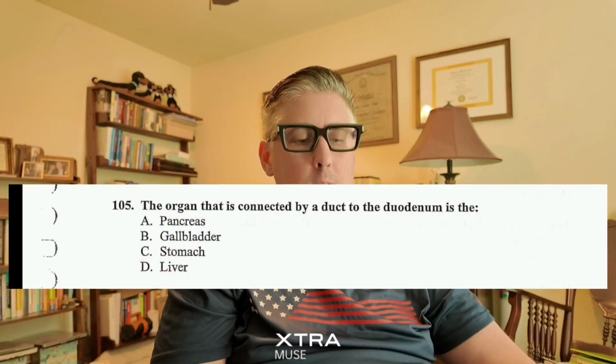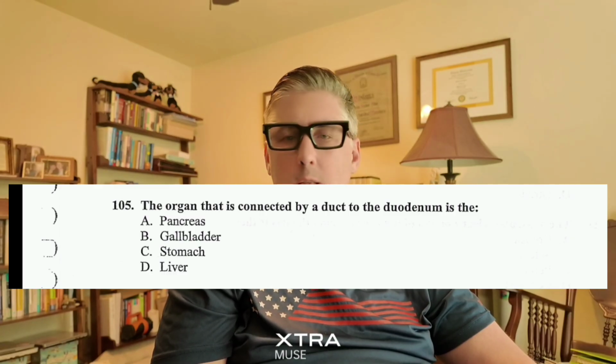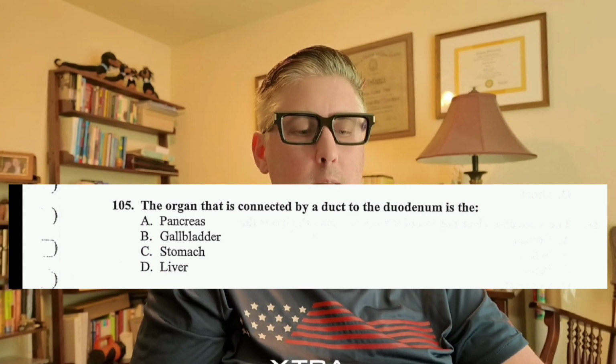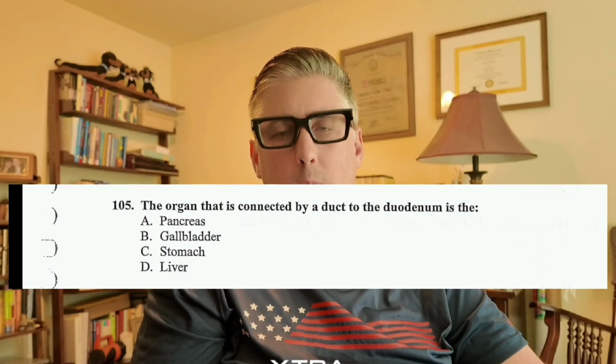Next question. The organ that connects by a duct to the duodenum is the pancreas, the gallbladder, the stomach, or the liver. The organ that connects by a duct to the duodenum is the pancreas. Yeah, so the pancreas is literally right there at the ampulla of Vater, and the hepatic duct, and everything's draining into the duodenum to help break food down. So the correct answer on that is the pancreas.